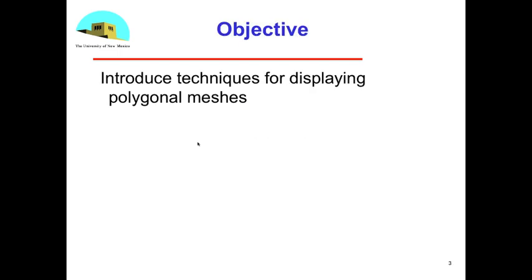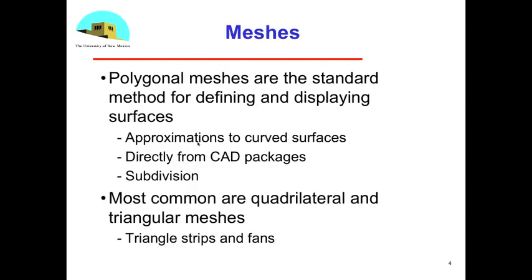Polygonal meshes are pretty much the standard way for looking at surfaces, so it's worth spending some time to see how we can display them, or underlying that, how we can organize them more efficiently. In particular, we're interested in polygonal meshes, which are usually used to approximate curved surfaces, and they'll be produced typically in a standard CAD package that you design some sort of a surface, and out what comes is a lot of polygons arranged in a mesh.